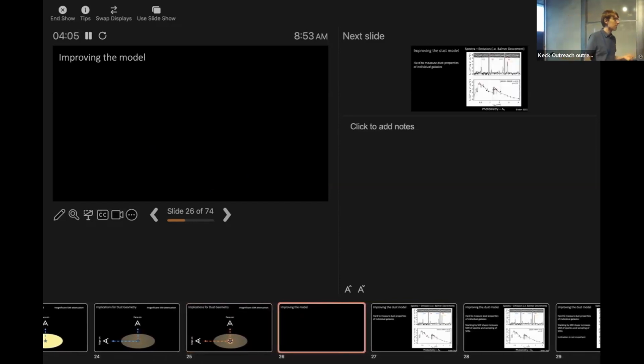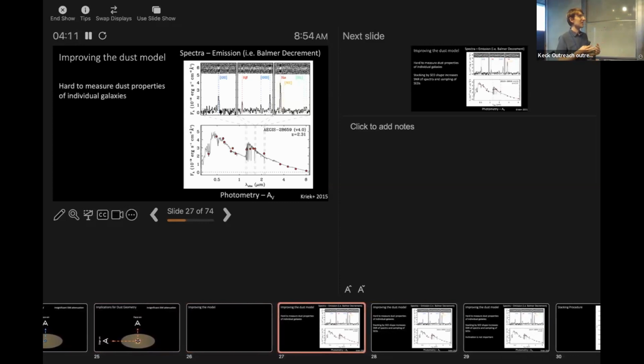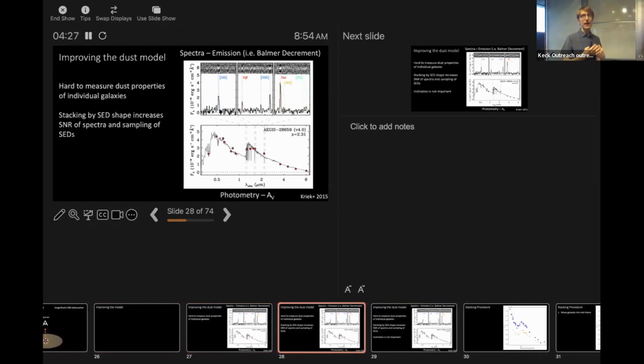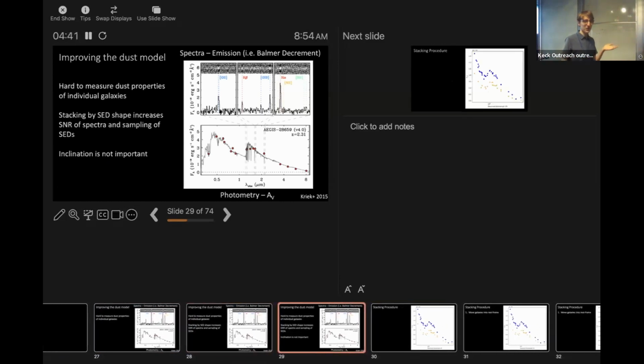But then where do we go from here? It would be great to get individual dust measurements of galaxies, but unfortunately, that's not possible for all of them. The H beta line can get very faint in dusty galaxies or low mass ones. And so we can improve on this by stacking. But instead of stacking by axis ratio like we did before, we're now going to stack by SED shape. And there's a lot of properties buried in the galaxy SED that stacking in this way can let us probe dust across evolutionary stage and things like that. And importantly, we know that axis ratio doesn't really matter. So you can stack edge-on things and face-on things in the same group.